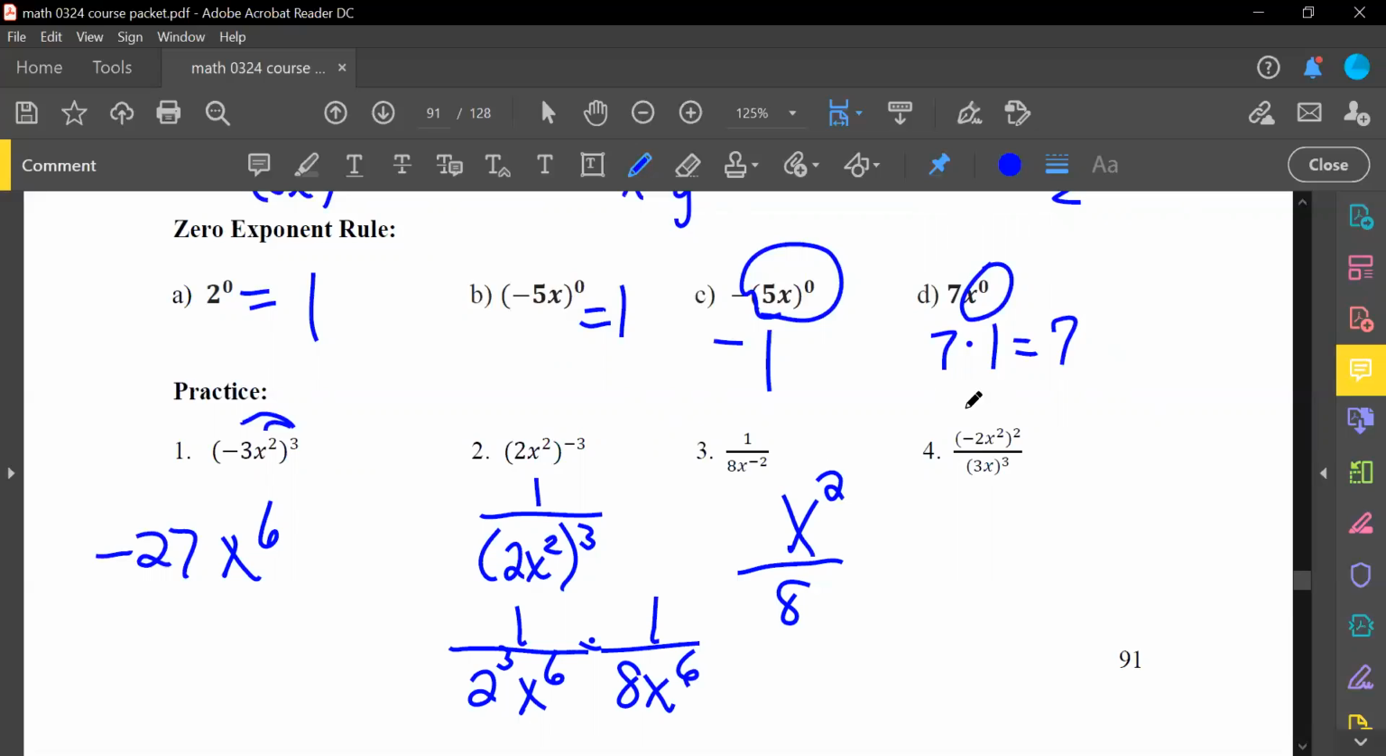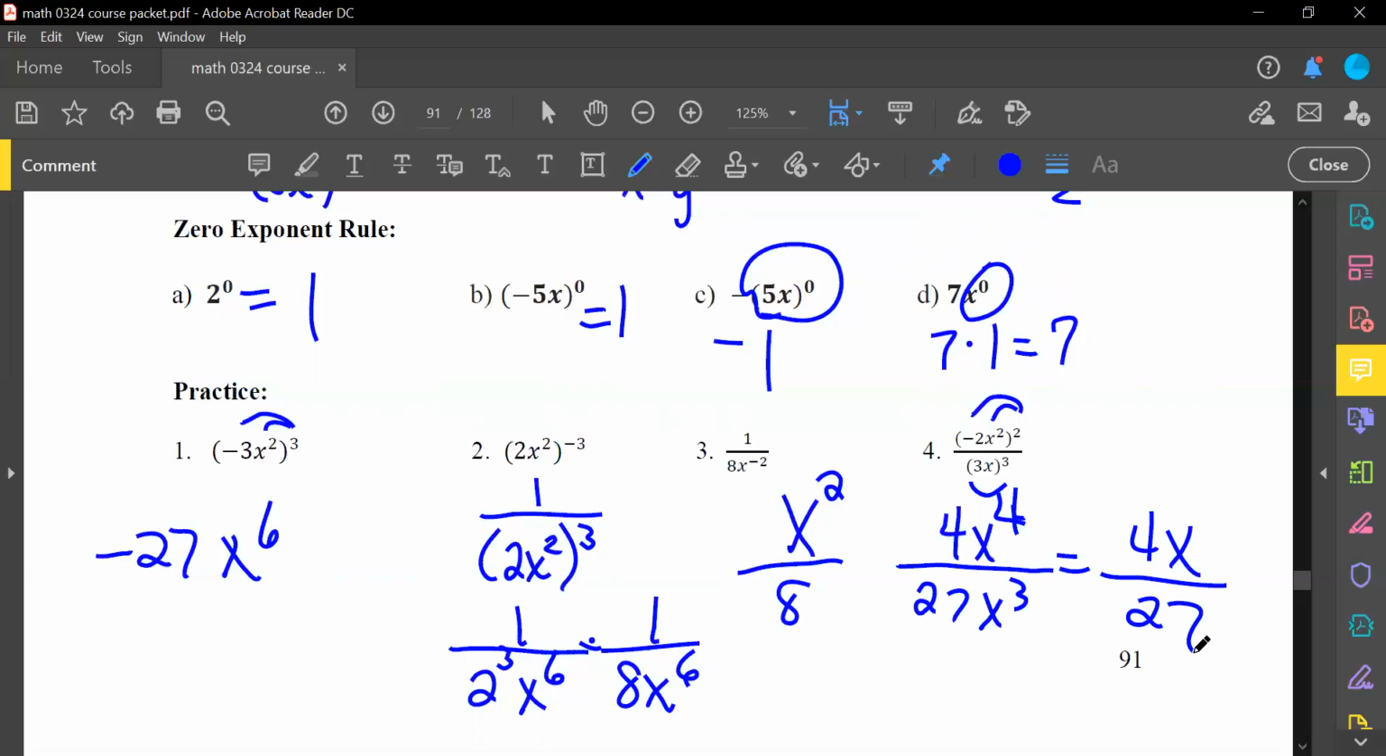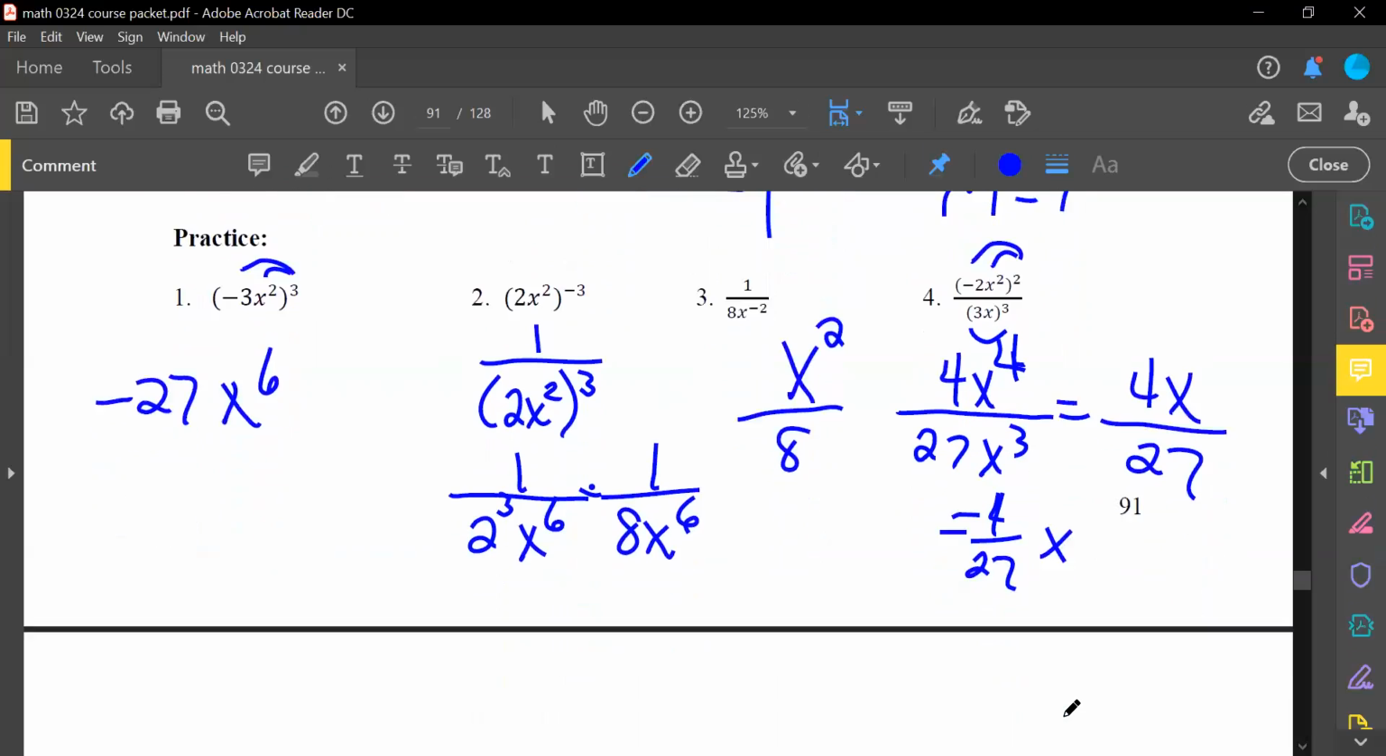Okay, so now number 4, we're going to multiply the powers through. So -2 squared is 4. X squared squared is x to the 4th. I got that one taken care of. Now we're going to come down here. 3 cubed is 27, and then x cubed. And simplify some of those x's. We only have 1 x left, so there we go. By the way, I should mention 4x over 27 is the same thing as 4/27 x. They do the same thing.